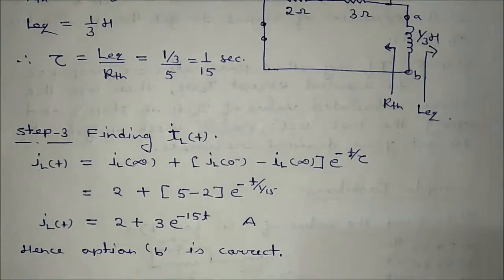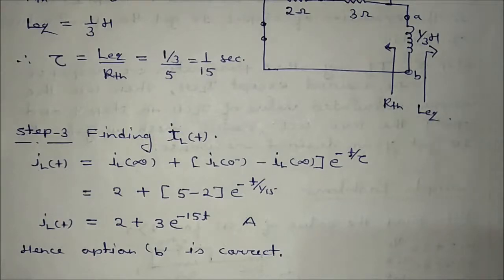So there is no difference in the calculation. What we did in the RC circuit, we are also doing in the RL circuit, but everything is replaced with the current. Here the time constant is L equivalent by RTH. In the RC circuit, the time constant was RTH into C equivalent, but the procedure remains the same.